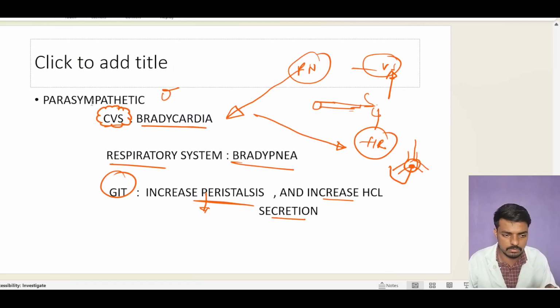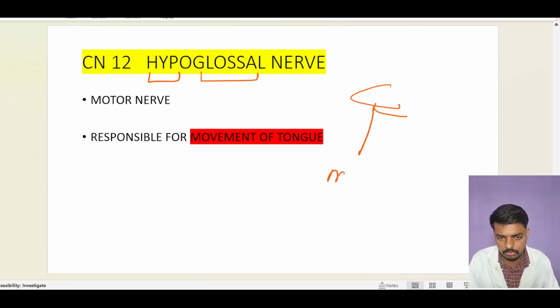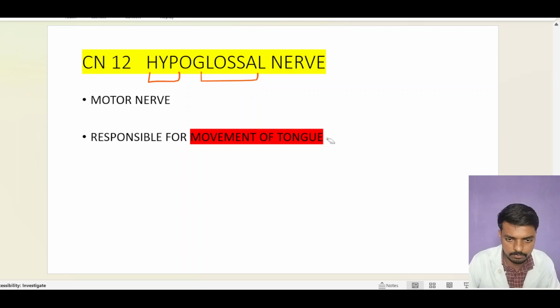Next, we will move to the 12th cranial nerve, the hypoglossal nerve. Hypo means downward, and glossal means tongue. So it supplies the tongue from below, and is responsible for the movement of the tongue. Very important. That may come in your direct exam, so keep this in mind.